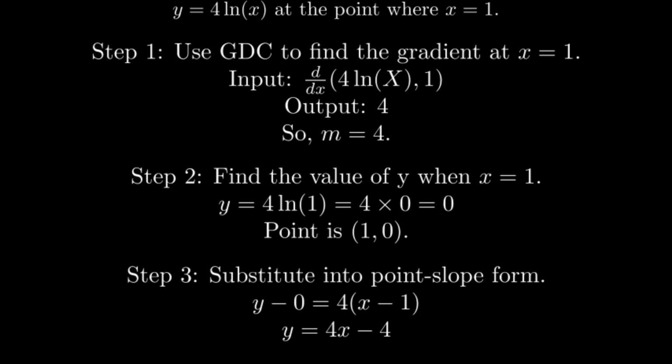And that's it. The calculator did the calculus part for us. Of course, if we needed the normal line, we would do the same first step, get m = 4, then calculate the normal gradient as -1/4, and proceed from there. So, technology is a powerful tool that allows us to tackle these problems even with complex functions. Let's do a quick summary of everything we've learned today.